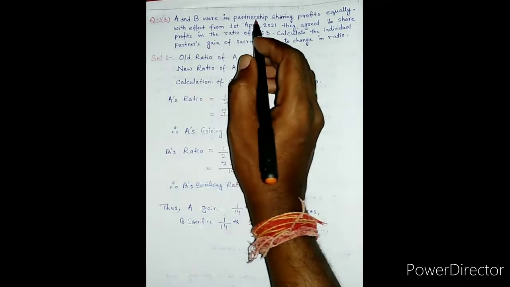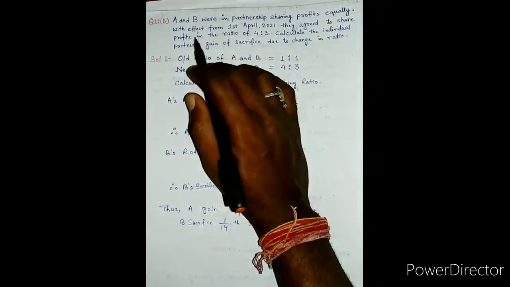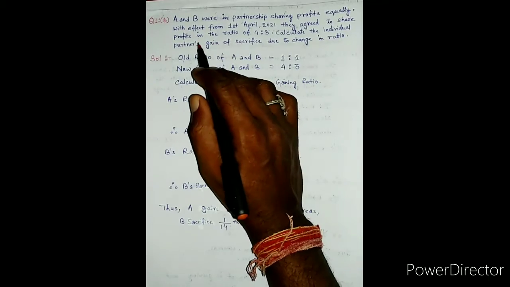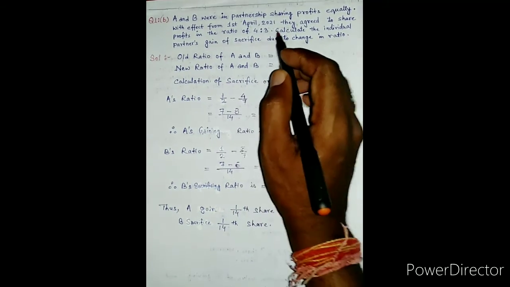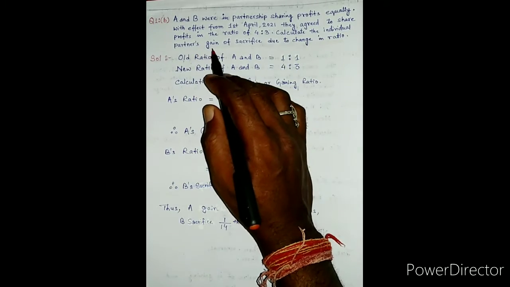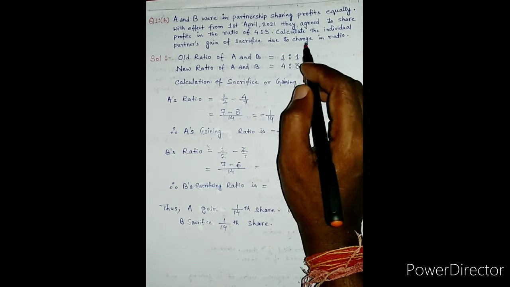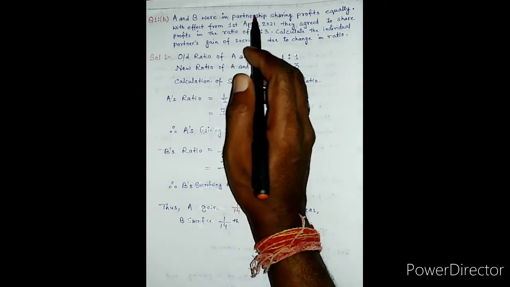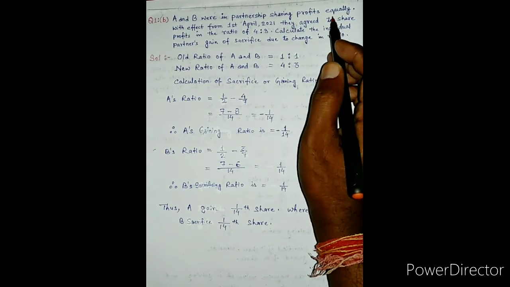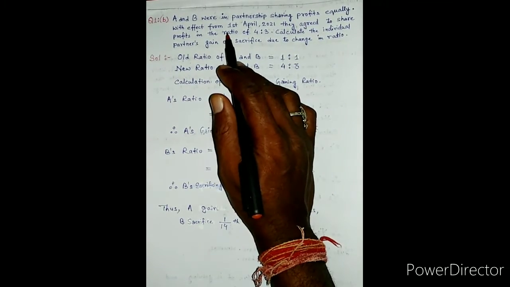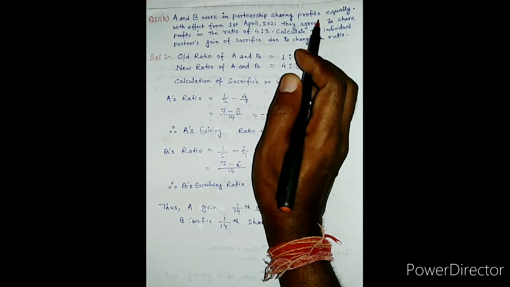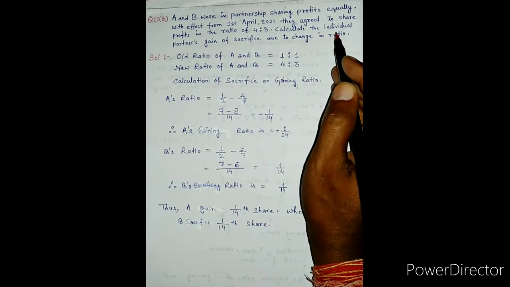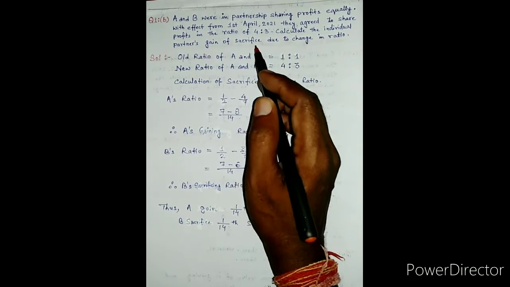A and B were in partnership sharing profit equally. With effect from 1st April 2021, they agreed to share profit in the ratio of 4:3. Calculate the individual partner's gain or sacrifice due to change in ratio. So the question means A and B were partners and they are sharing their profit equally. They decided that from 1st April they will share their profit in the ratio 4:3. Now we have to calculate their individual gain and sacrifice ratio.